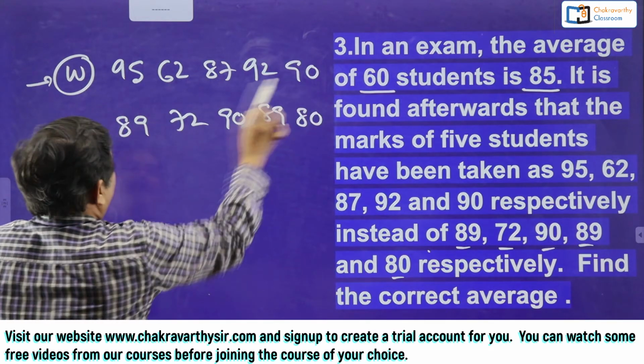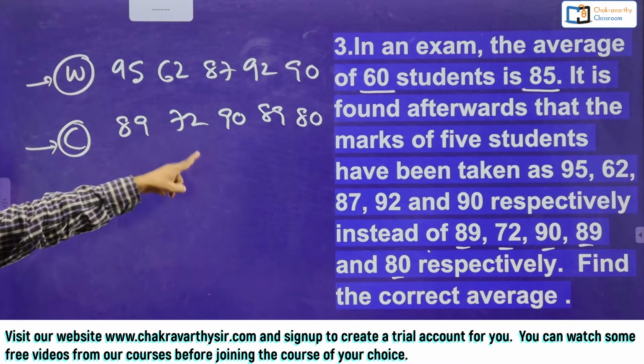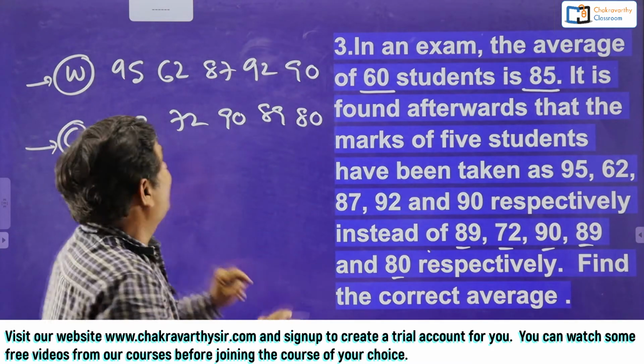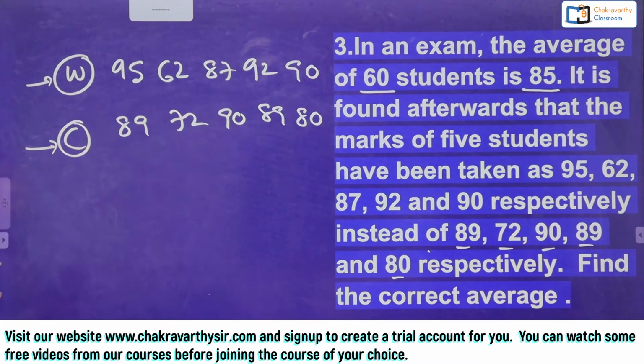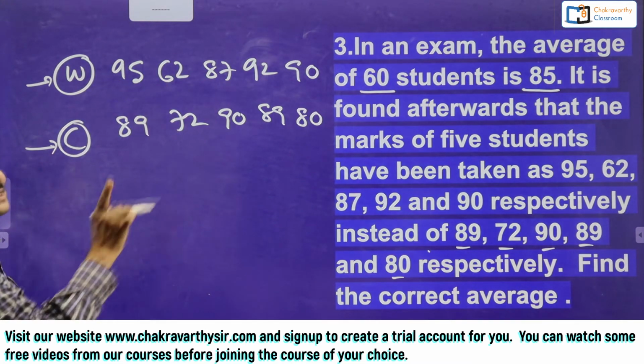First add up this one, then add up this one, and find the difference. How much more they have taken or how much less they have taken, you find out. Based on that, we will correct the average here. Instead of adding up all these numbers, simply take the differences here itself, students. How is that?